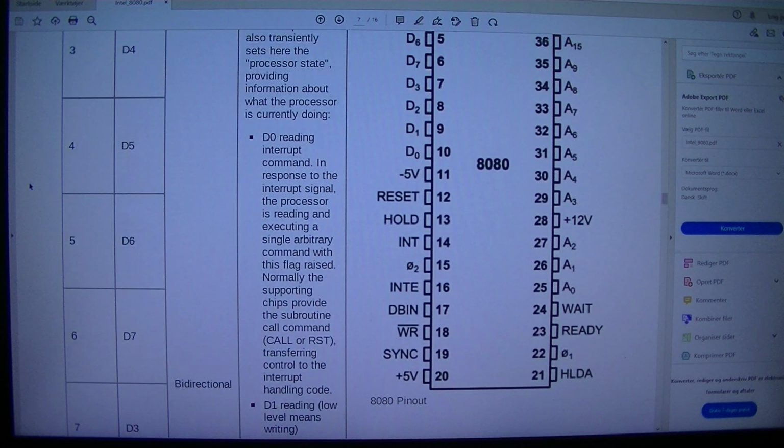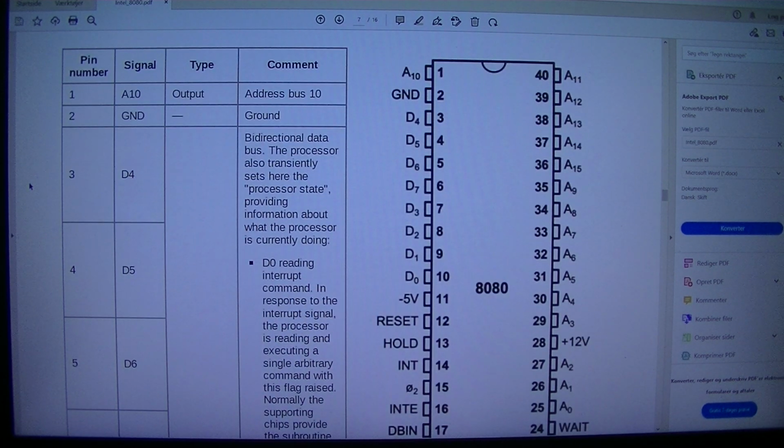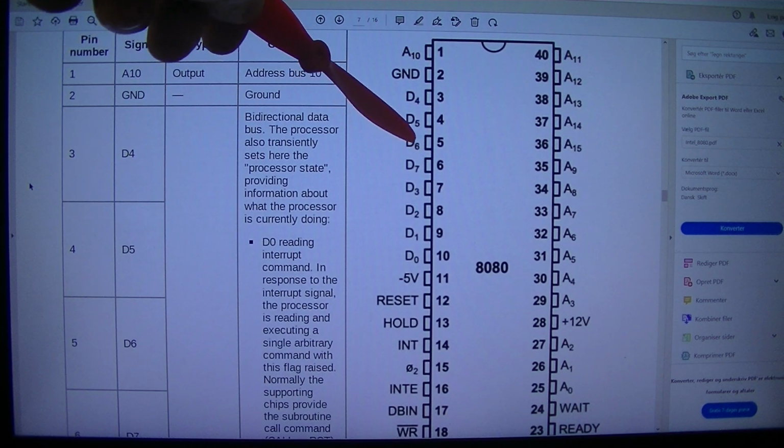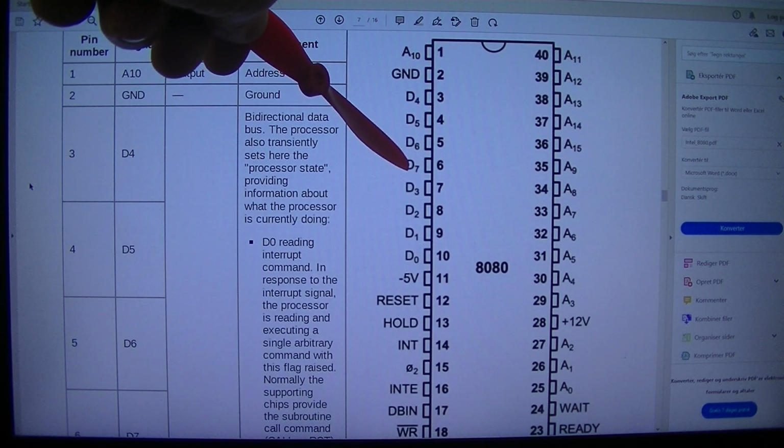D4 writing data to an output port. D5 reading the first byte of an executable instruction. D6 reading data from an input port. D7 reading data from memory.